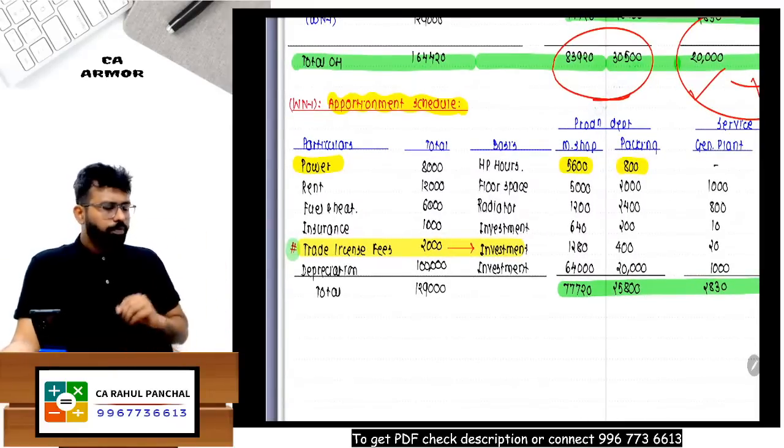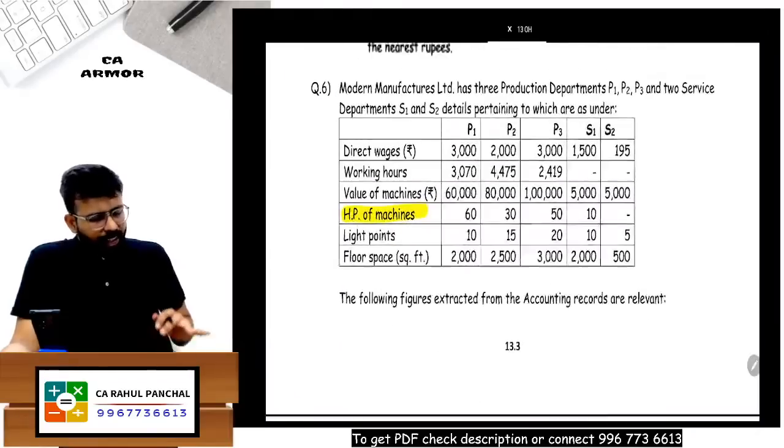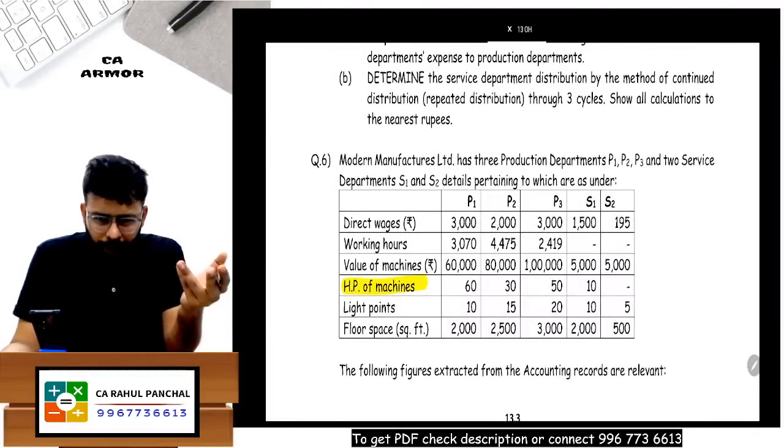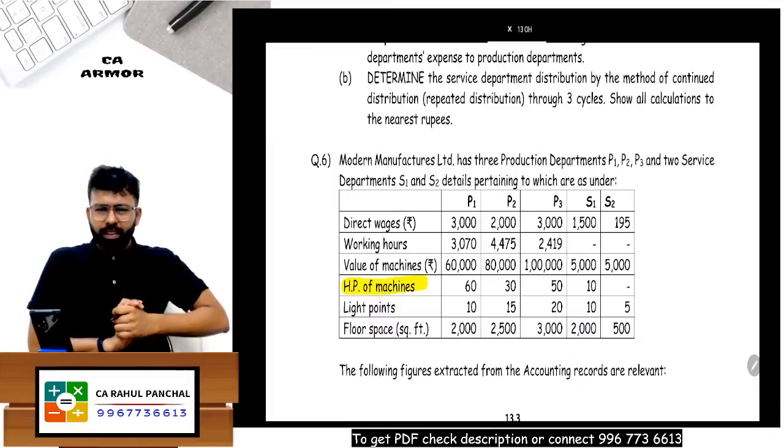Okay, now that is what I can say is taken care of. That is how you do your apportionment, which is what I have explained.